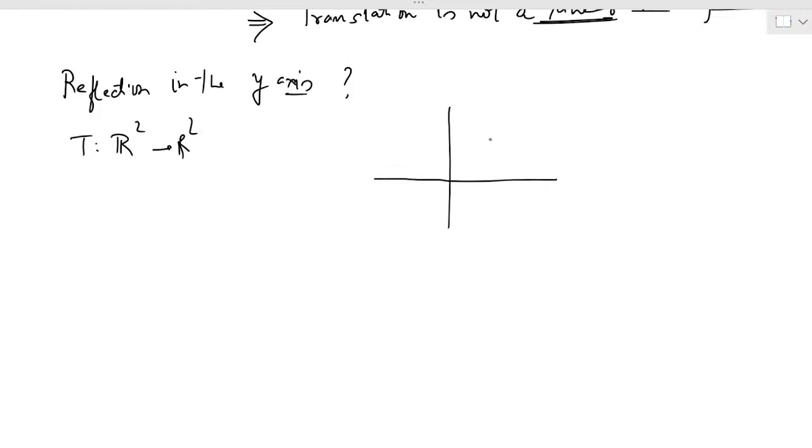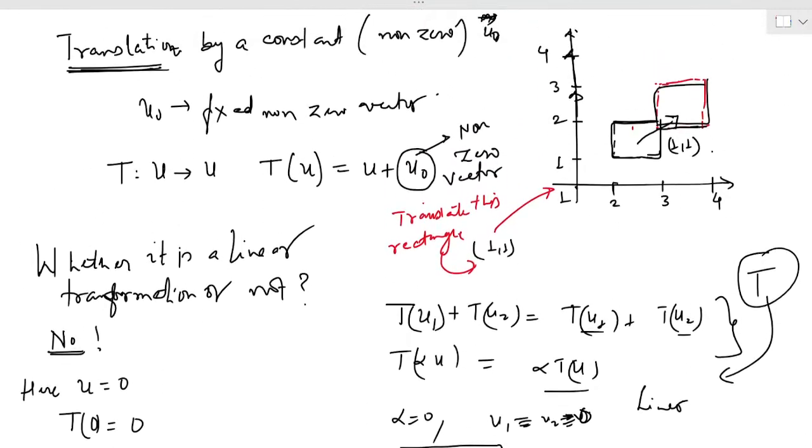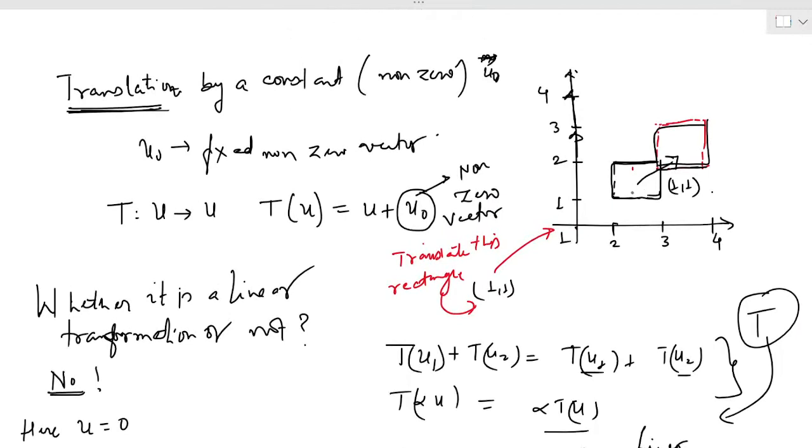Sorry, what I did was I wanted to translate a square by the vector (1, 1). A vector (1, 1) would mean what? It means that if I want to translate, this is my translation function. That is, if I supply a u to it, I'll add a non-zero vector u naught to it. And if I want to visualize it, let's say I want to translate it using (1, 1), what does it mean?